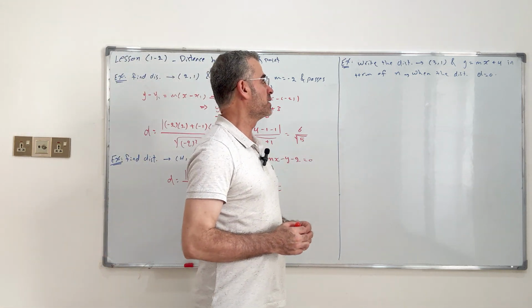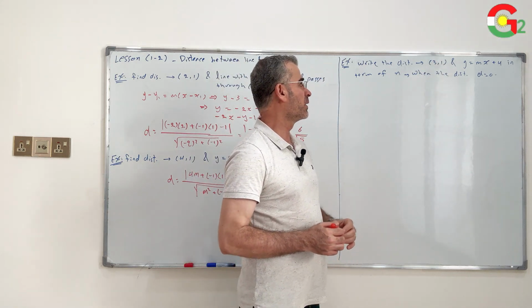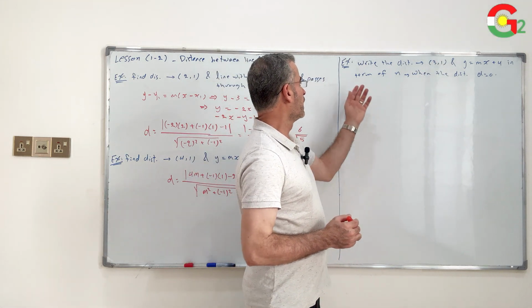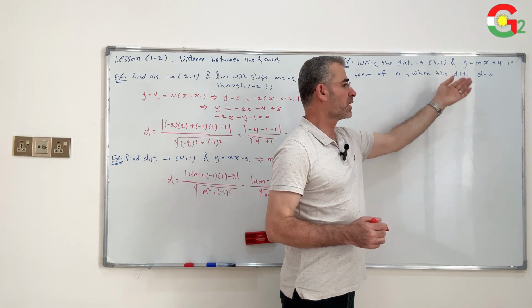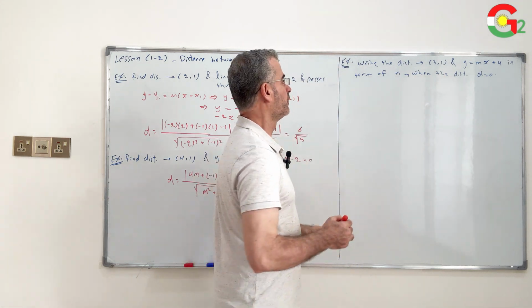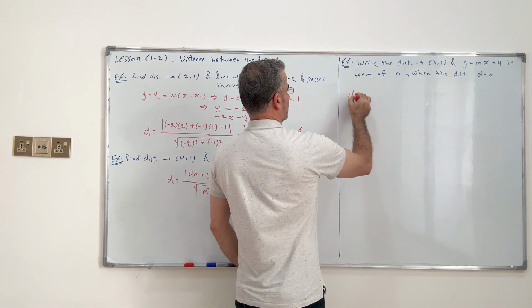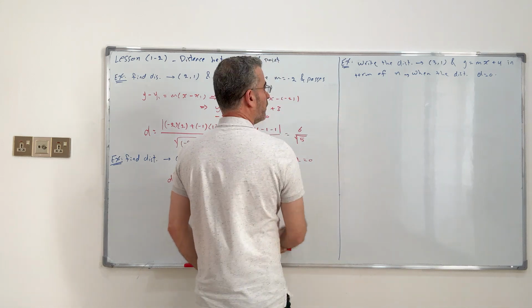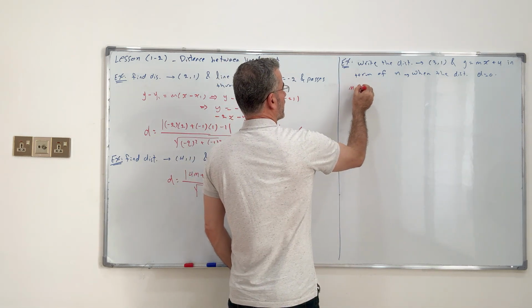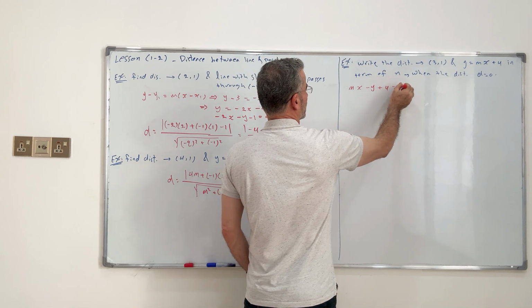Example, write the distance between the point 3, 1 and the line y equal mx plus 4 in terms of m when the distance d equal 0. Let me find the distance first. Rewrite the equation in general form. Mx minus y plus 4 equals 0.